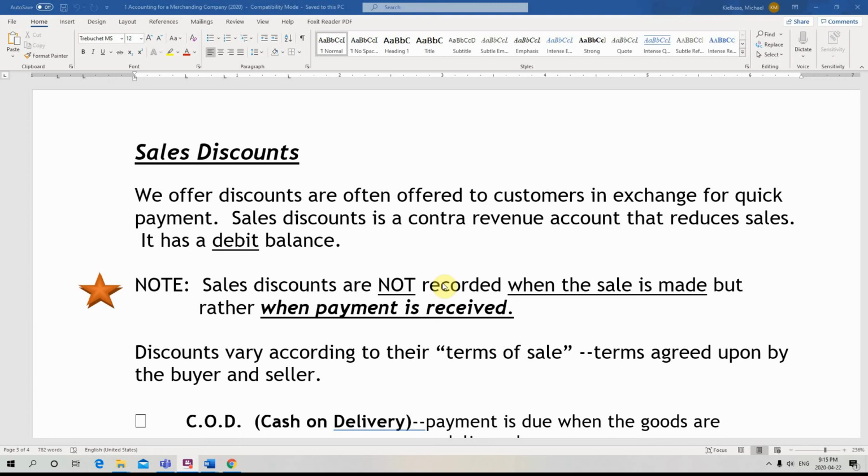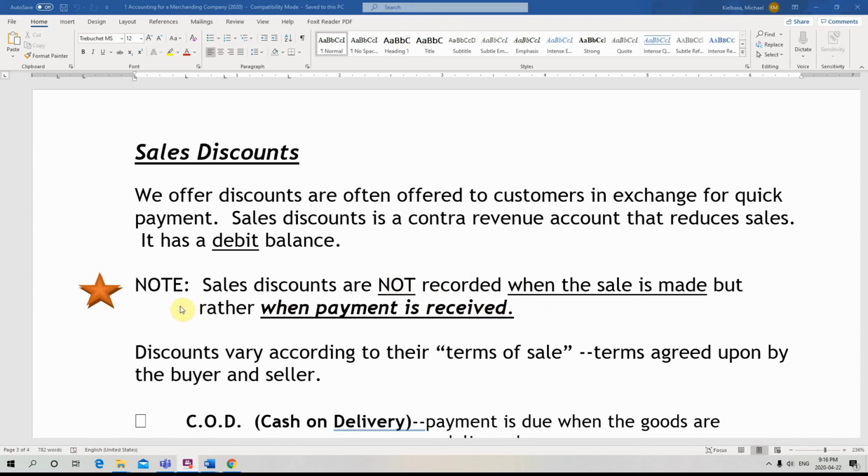Now, there's also sales discounts, and sales discounts are a contra revenue account, so they have a debit balance, and they're discounts we offer our customers for paying quickly. Okay, now you'll notice that there's a star. Okay, and it says that sales discounts are not recorded when the sale is made, but rather when payment is received.